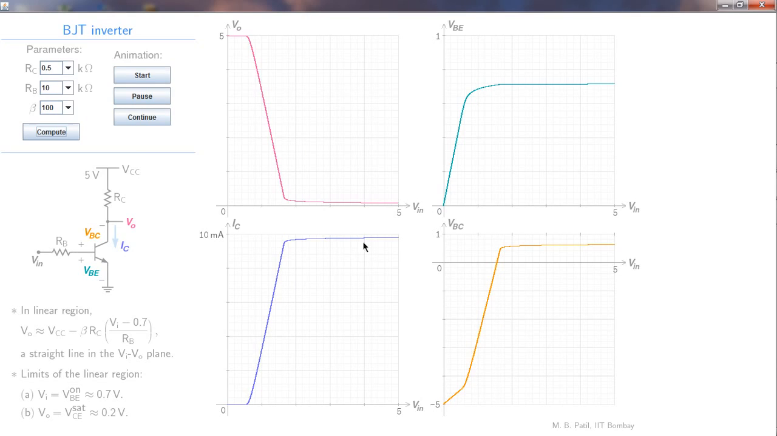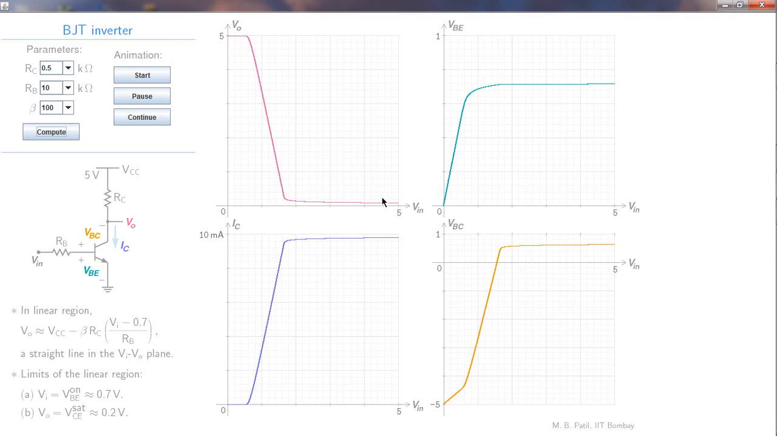This circuit, by the way, is also called a BJT inverter. This term inverter comes from digital logic, and what it means is if the input voltage is low, the output voltage is high. And if the input voltage is high, then the output voltage is low. And that is exactly what this circuit is doing. And that's why it's also a BJT inverter.